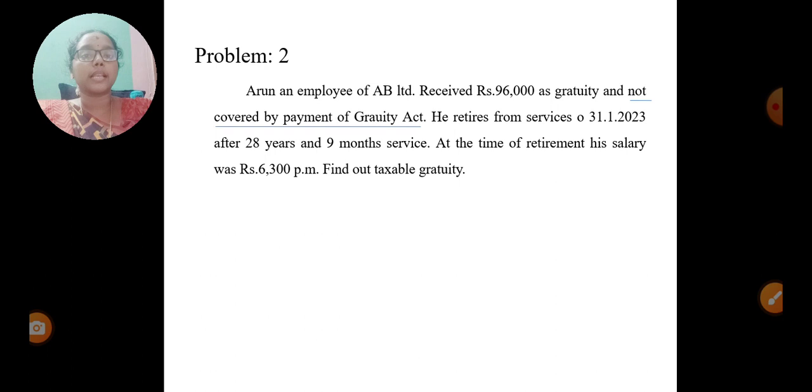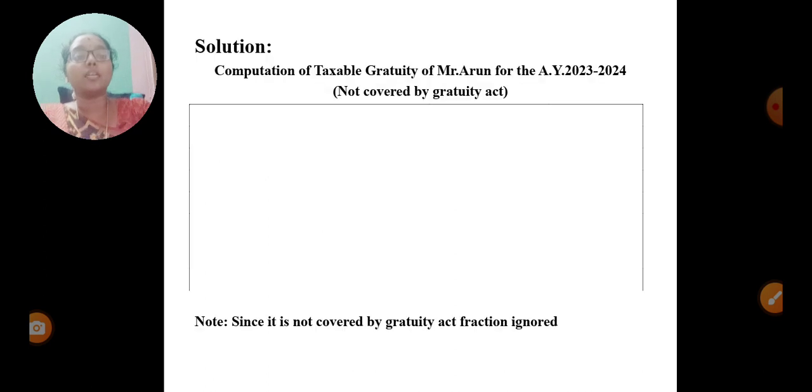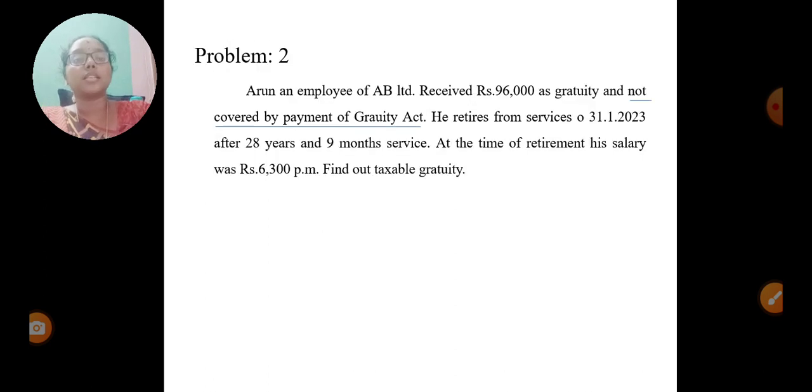Let me show you the next problem. Arun, an employee of AB Limited, received rupees 96,000 as gratuity. Here it is given that he is not covered by the Payment of Gratuity Act. He retires on 31/1/2023 after 28 years and 9 months of service. Since it is not covered, the fraction has to be ignored, so we ignore the 9 months and take the number of years of service as 28 years only.